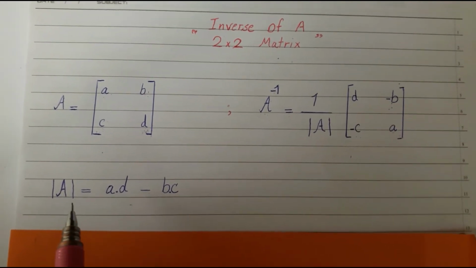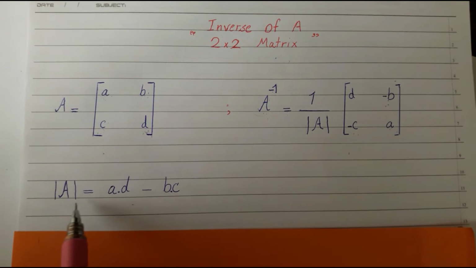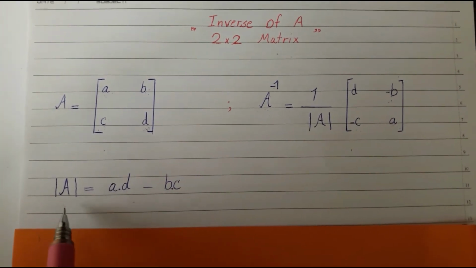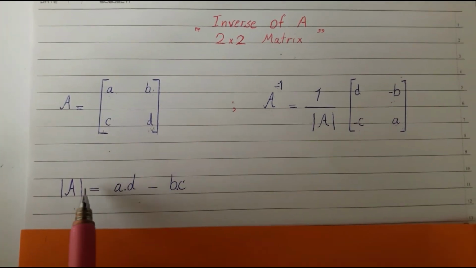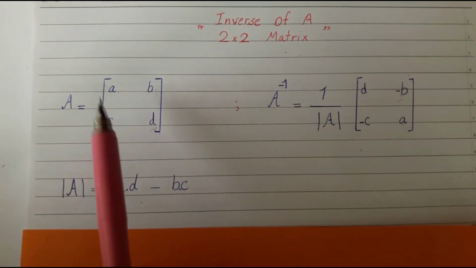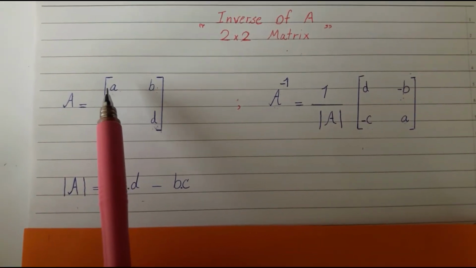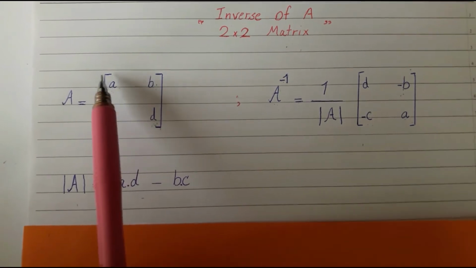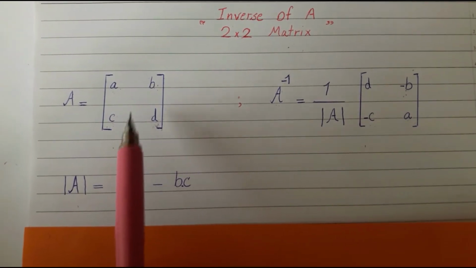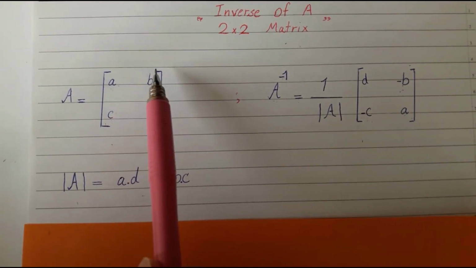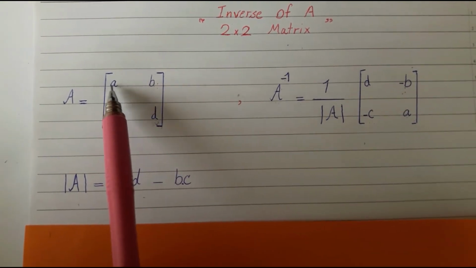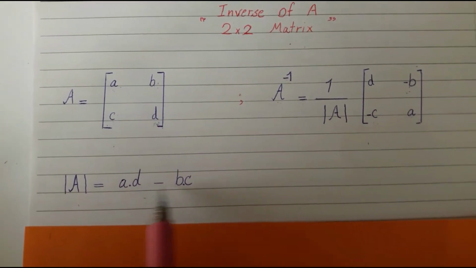And you already knew how to find the determinant of a 2 by 2 matrix, but I'm going to say it here again. Actually, you need to multiply your values in this diagonal and subtract the product of your entries in this diagonal. So it's going to be A times D minus B times C.